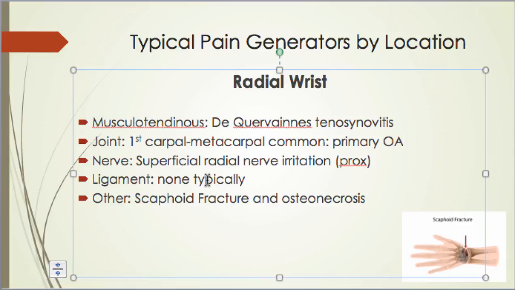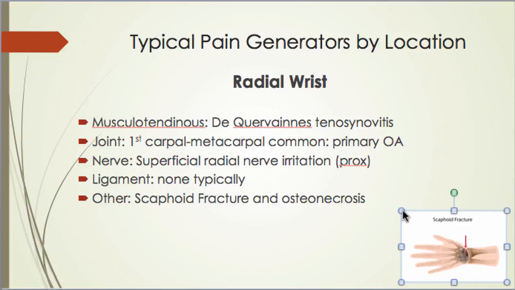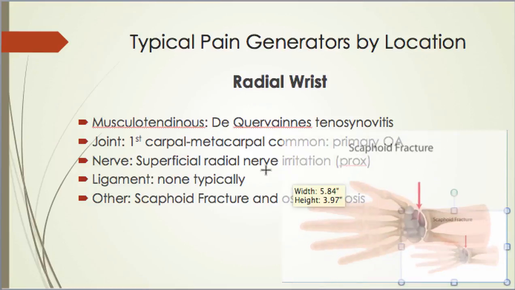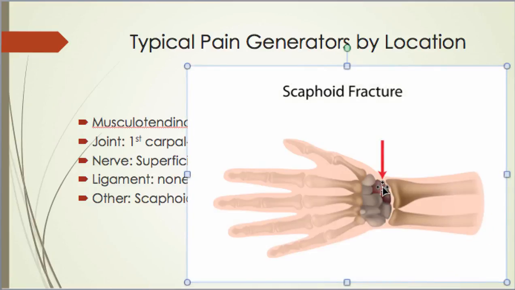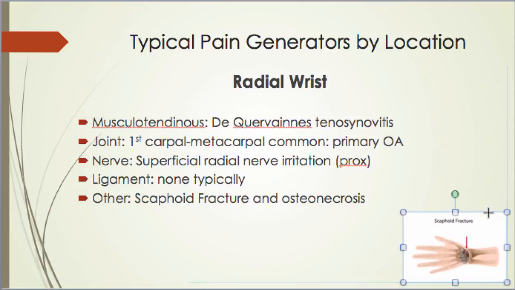And for ligament, there's really nothing specific over there. Of course, there are ligaments, but that's usually not a problem. And scaphoid fracture and osteonecrosis can occur. So here's an example of a scaphoid fracture here, and that's usually due to a FOOSH injury, which is a fall on outstretched hand.